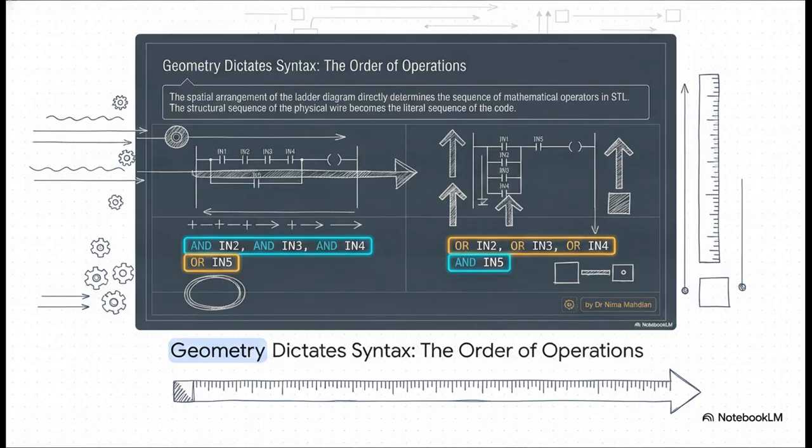A long horizontal line of switches, that just means a long list of ANDs, followed by an OR for the bypass underneath. On the flip side, a tall vertical stack of switches just means a list of ORs, followed by an AND for the mandatory switch at the end. You never have to guess the order of operations here. You simply read the ladder diagram from left to right, and you write the code from top to bottom. It's a perfect one-to-one geometric translation where the physical wiring diagram basically hands you the execution syntax on a silver platter.